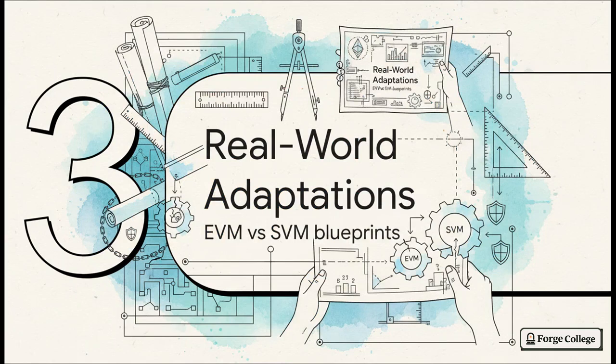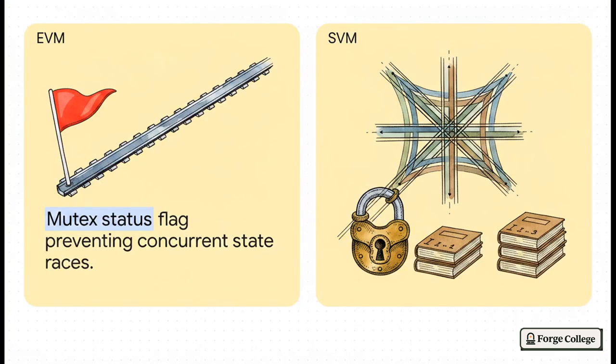Let's pull out the blueprints. Let's look at a concrete example of where those comfortable EVM habits fail spectacularly in the SVM, and more importantly, how we fix them. Example 1 is reentrancy. In the EVM, you just use a simple Boolean mutex status flag.